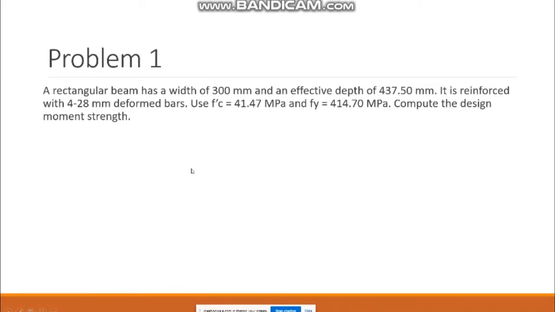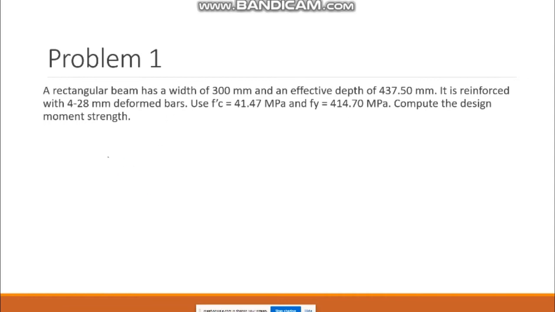Let's have our first example to illustrate the methods. A rectangular beam has a width of 300 mm and an effective depth of 437.5 mm. It is reinforced with four 28 mm deformed bars. Use fc prime of 41.47 MPa and Fy of 414.7 MPa. We are to compute the design strength.